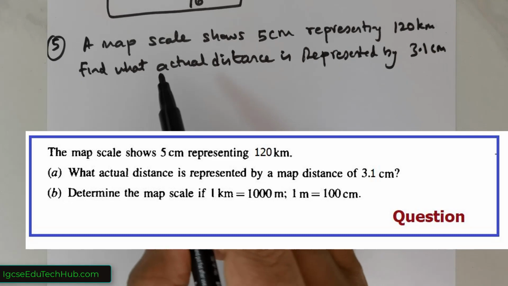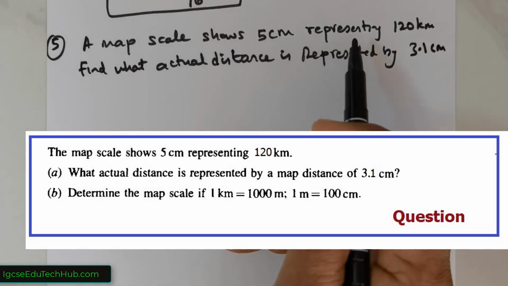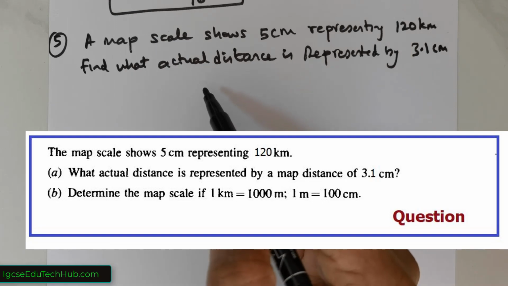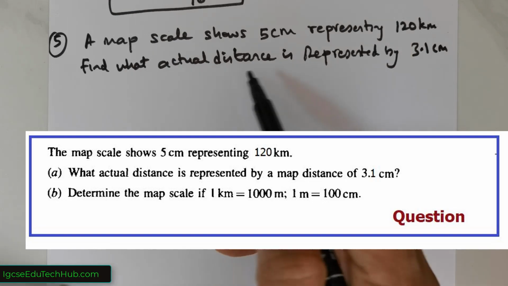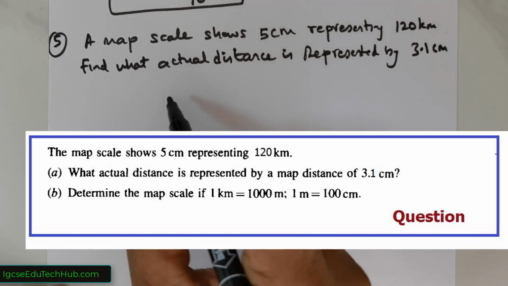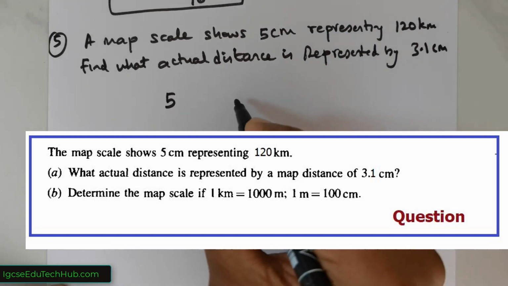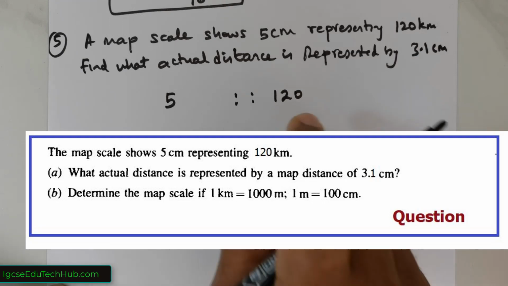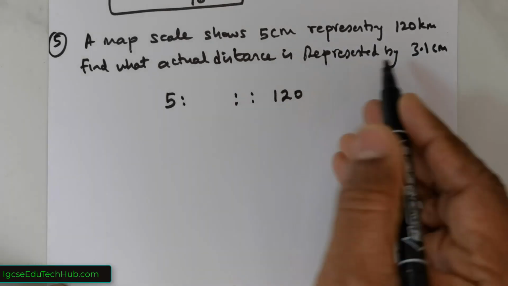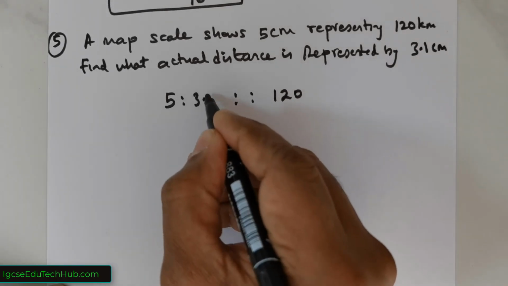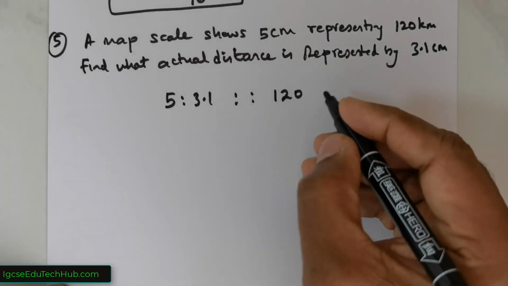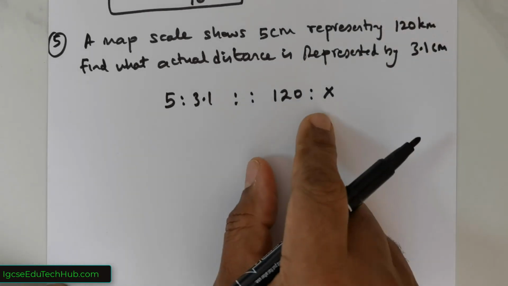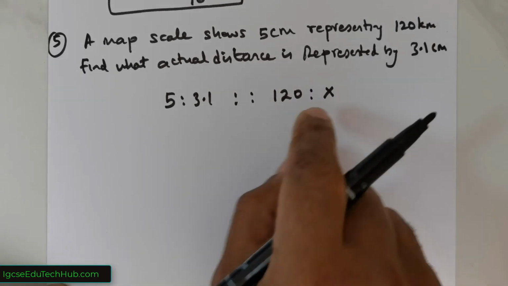Okay, we got the next question. A map scale shows 5 centimeter representing 120 kilometers. Find what actual distance is represented by 3.1 centimeter. So you have 5 centimeter and this is representing 120 kilometers. Now we are expected to find the actual distance the 3.1 centimeter is referring to or representing. So this is the system we have set up.